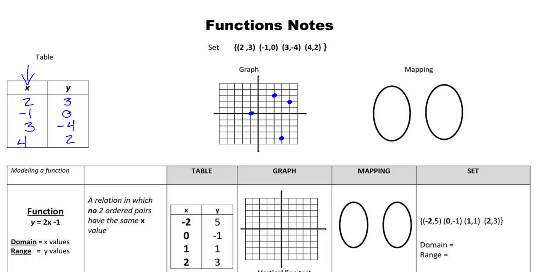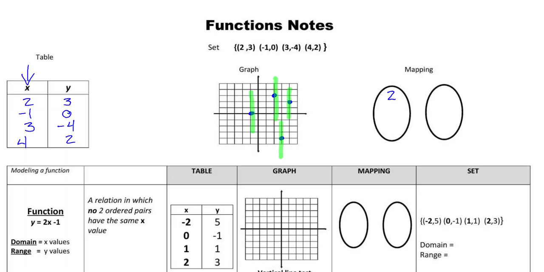Now, if we did a vertical line test, I can actually draw vertical lines through each point, and none of them would intersect with each other. So that's what I mean by the vertical line test. So that works. And then we're going to map it.